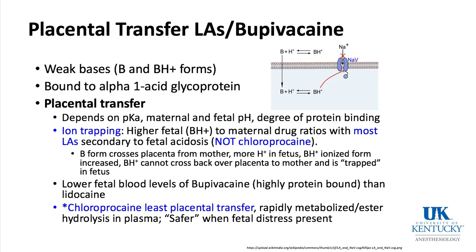But one of the things that we worry about is this concept of ion trapping, and that is if the fetus is not doing very well, that is, it's getting more and more acidotic, possibly from not good blood flow and not enough oxygen, and the acid levels in the fetus are building up, or hydrogen ions building up, the local anesthetic from the mother can cross over in the B form to the child and then become protonated in the BH plus form, and then it's trapped in the fetus and can't get back to the mother, and it builds up. That's called ion trapping, secondary to fetal acidosis.